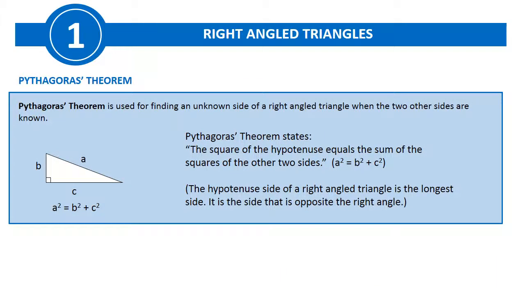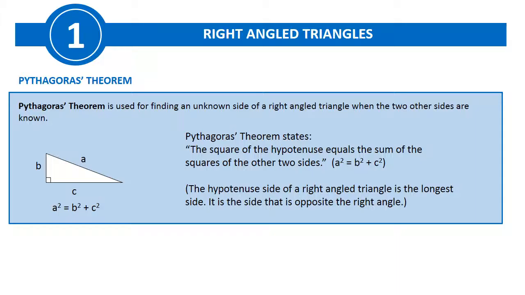This video revises Pythagoras' theorem. Pythagoras' theorem is used for finding an unknown side of a right-angled triangle when two other sides are known. Pythagoras' theorem states that the square of the hypotenuse side equals the sum of the squares of the other two sides. In the triangle drawn here, a squared equals b squared plus c squared.